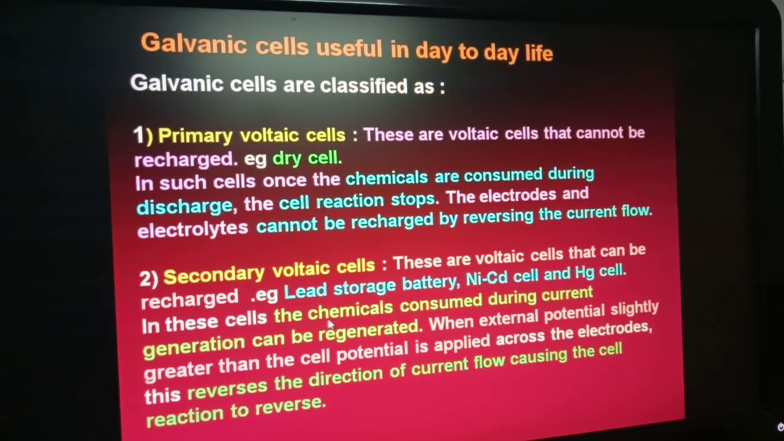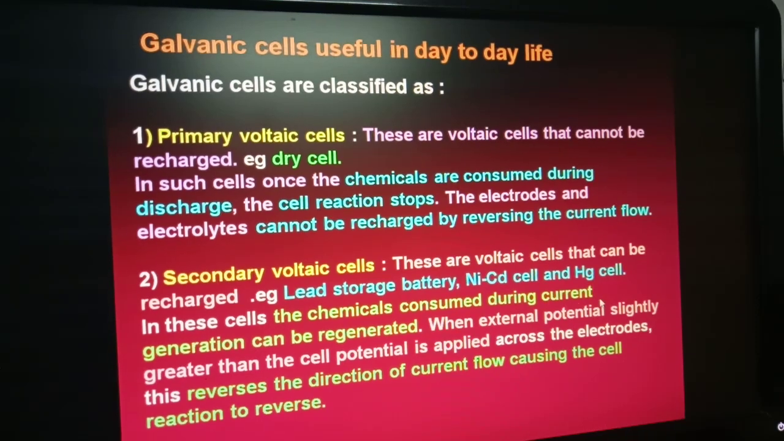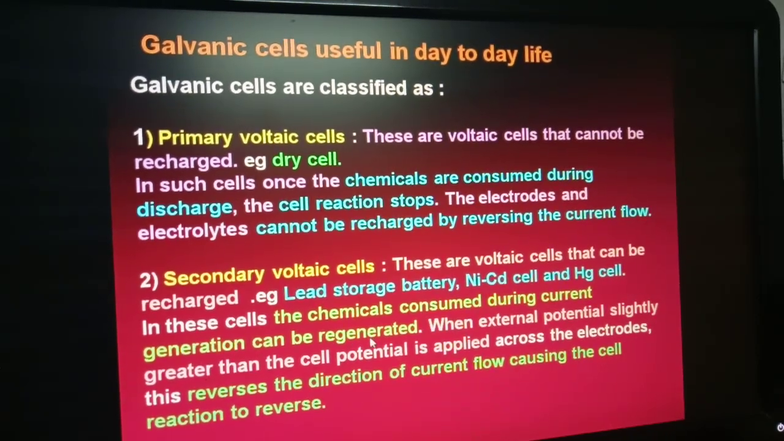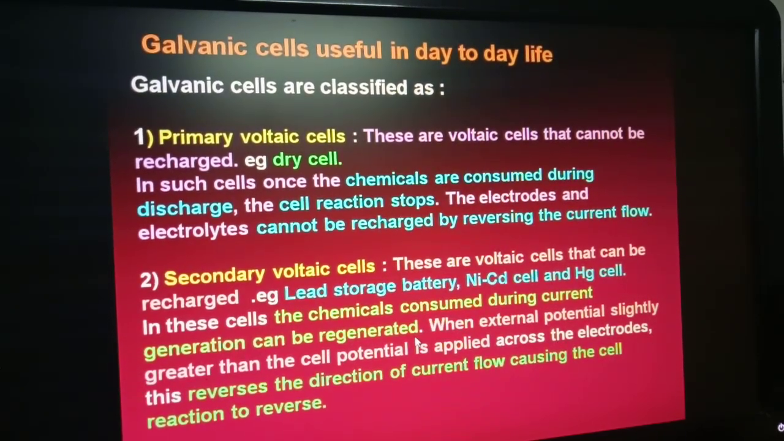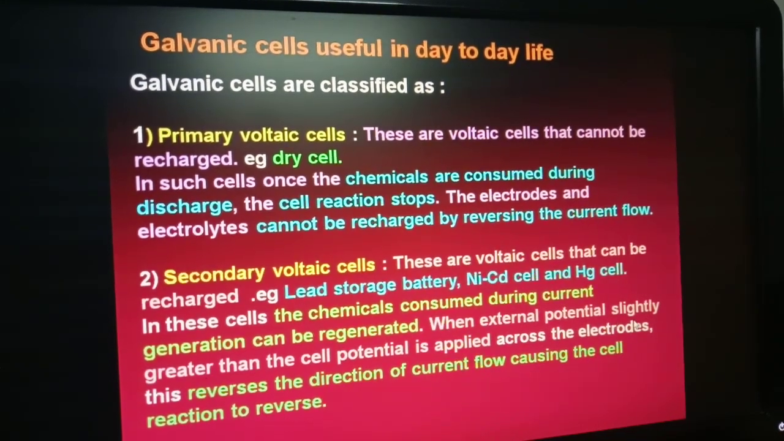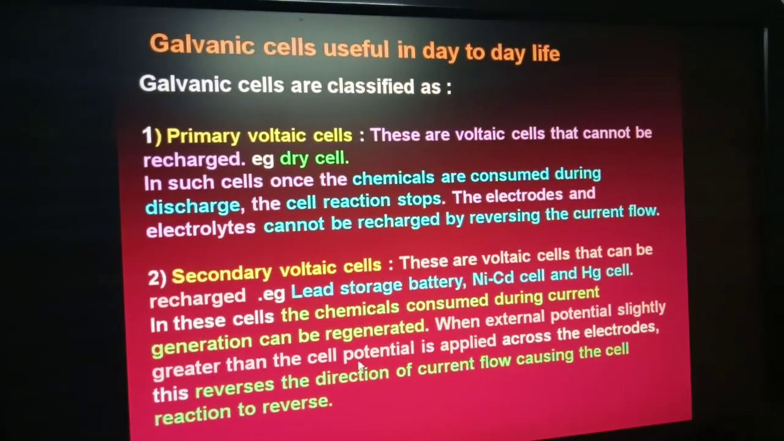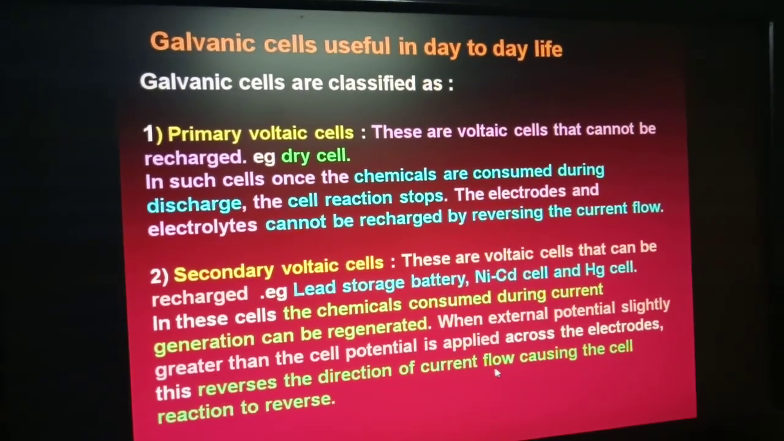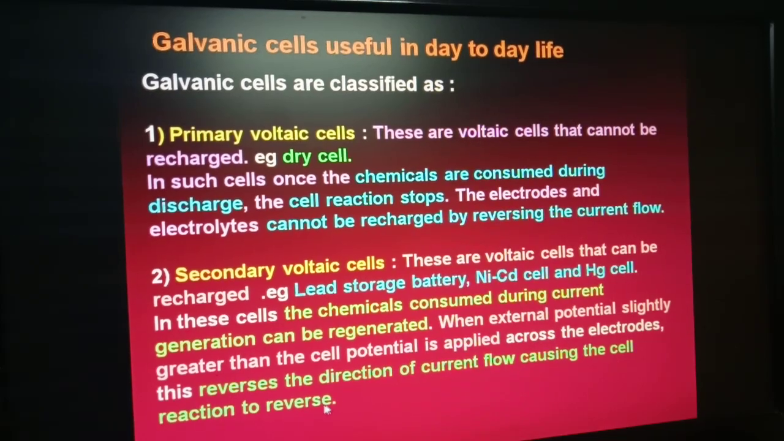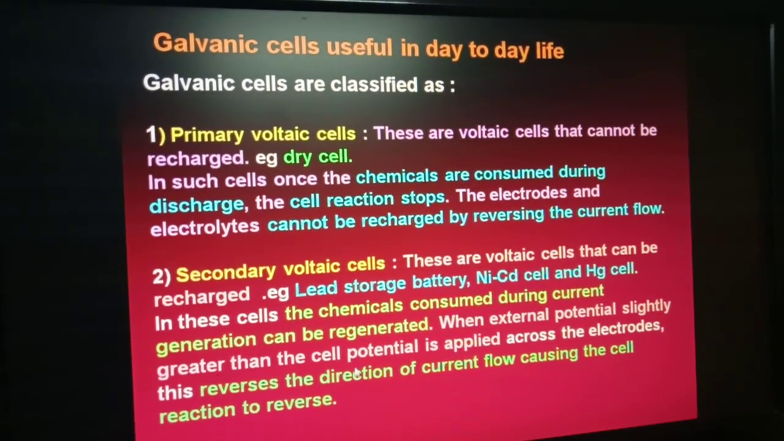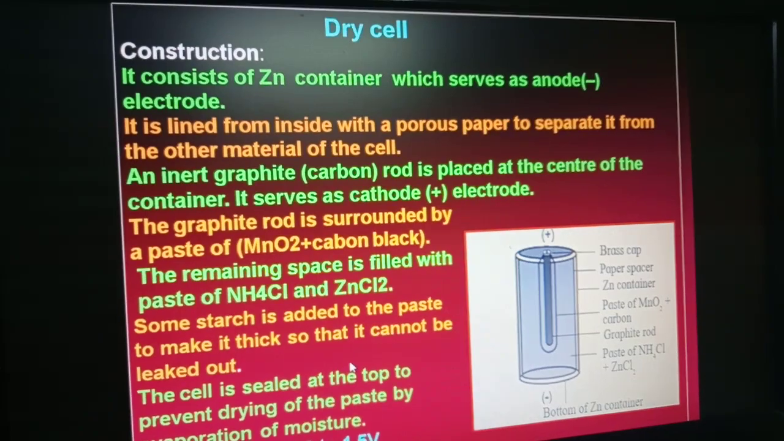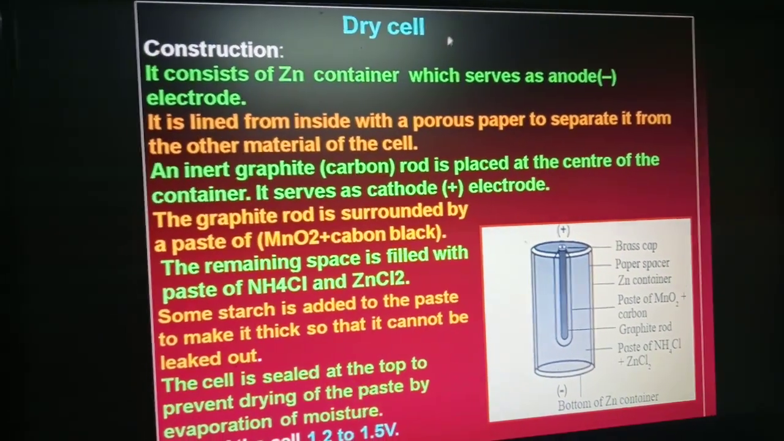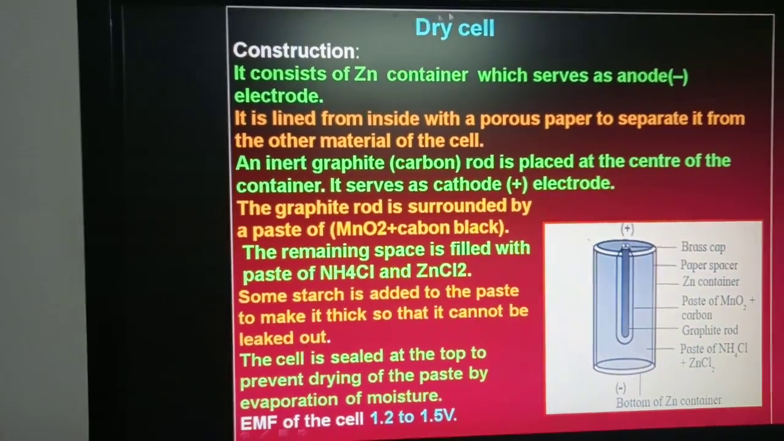In these cells, the chemicals consumed during current generation can be regenerated when external potential slightly greater than the cell potential is applied across the electrodes. This reverses the direction of current flow, causing the cell reaction to reverse. Now let us study first about dry cell.